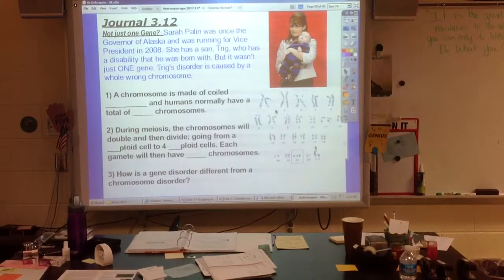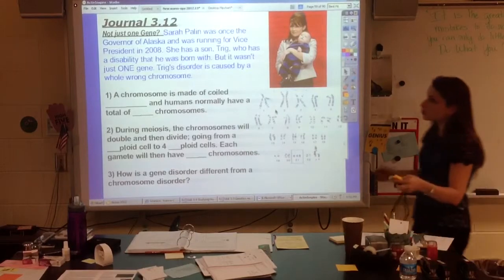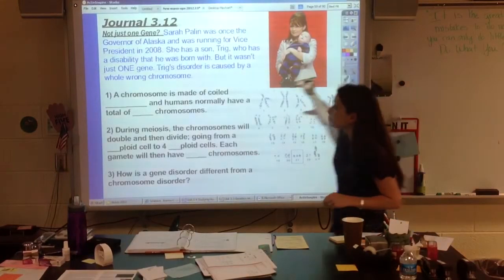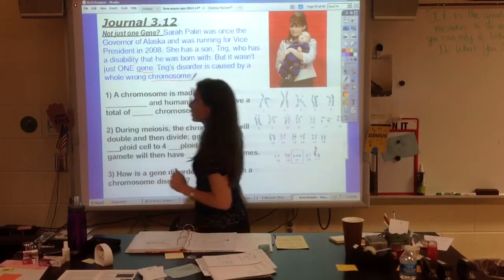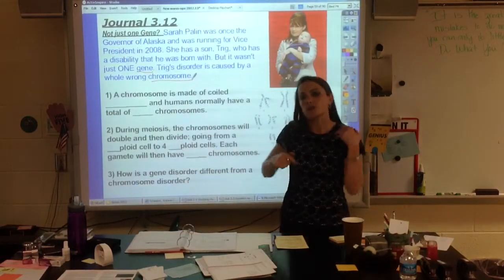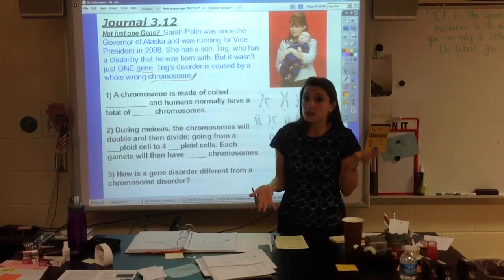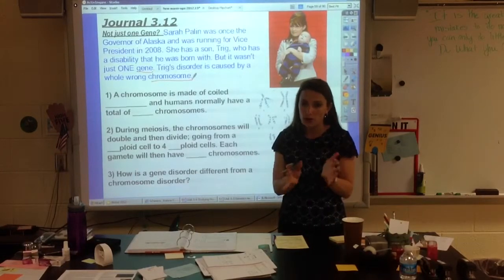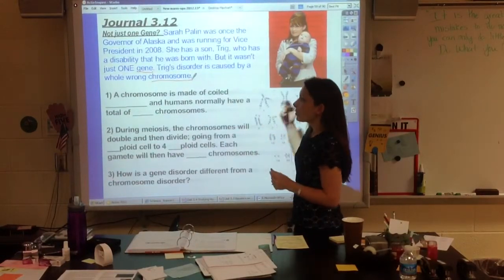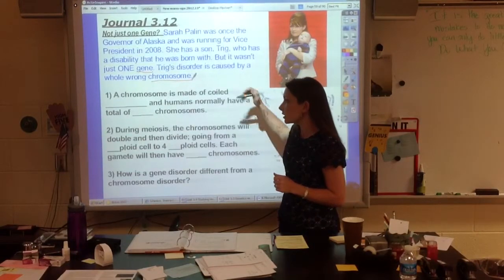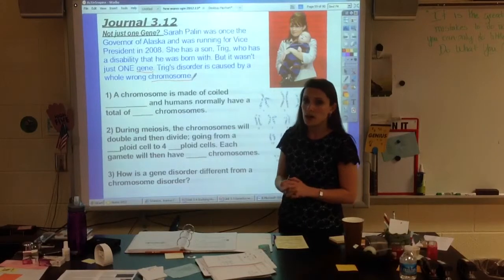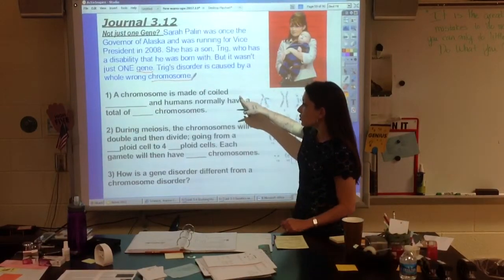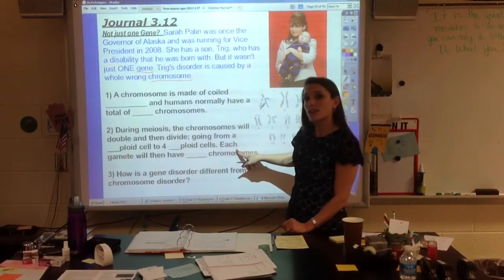Today's journal entry is where we're going to transition from talking about a genetic disease to talking about a chromosome disease. Now we're going to do our journal entry just a little bit differently so that we can work a little bit more independently. What I'd like for you to do is copy what is in black and answer the questions, filling them out. It turns out that you should actually know a lot of this.